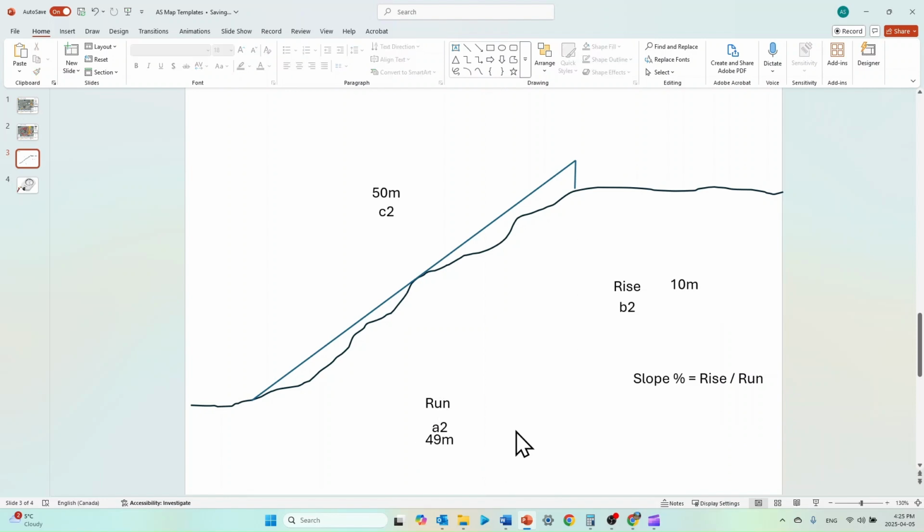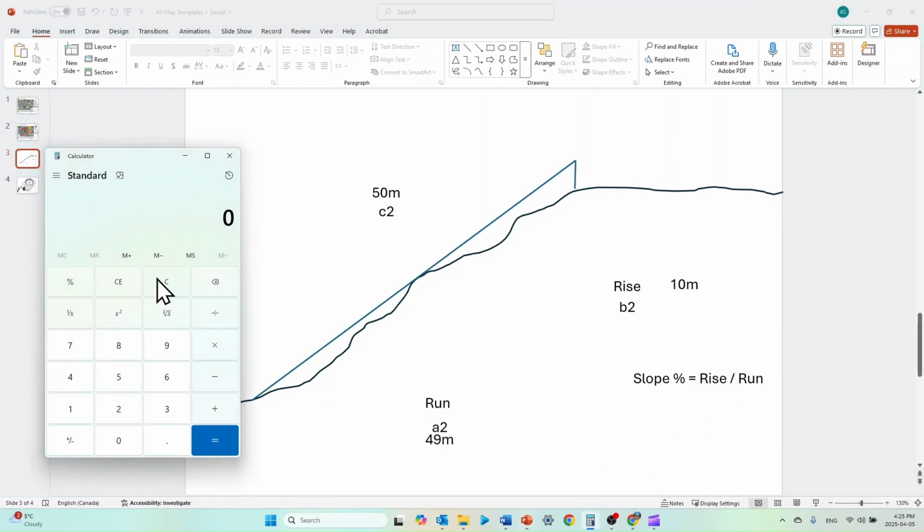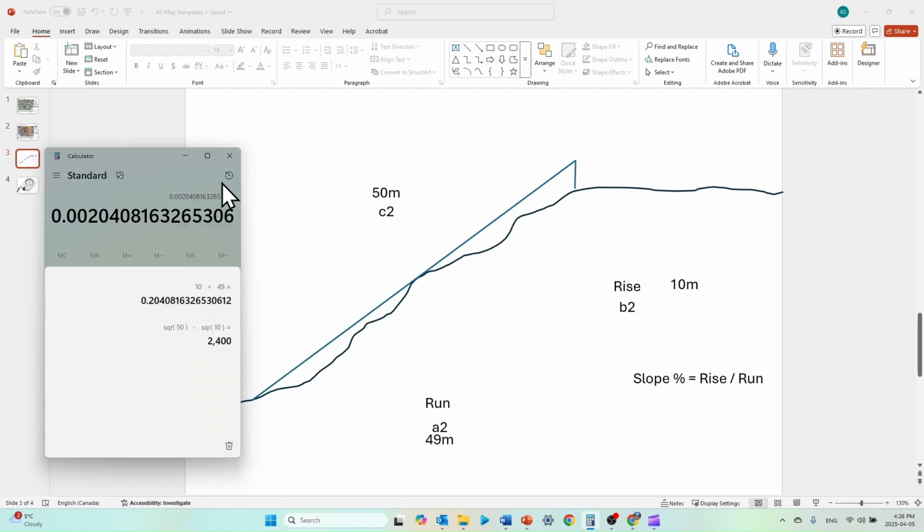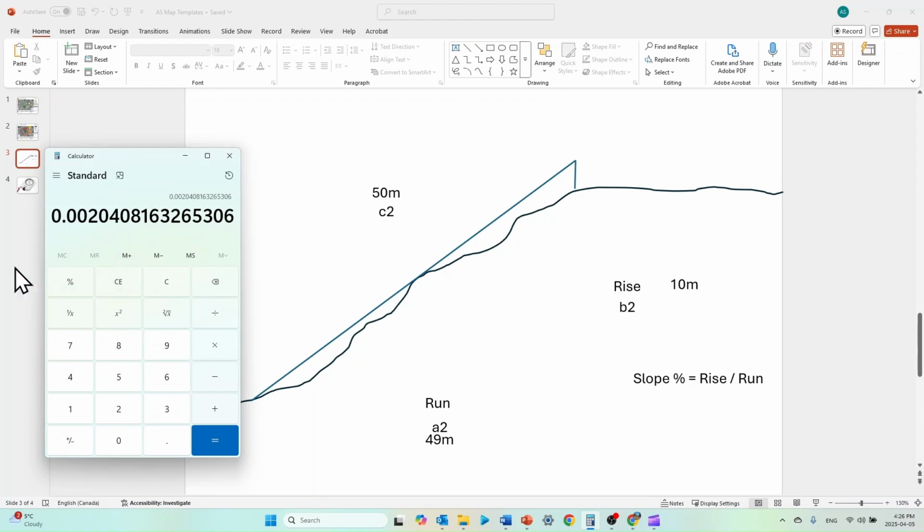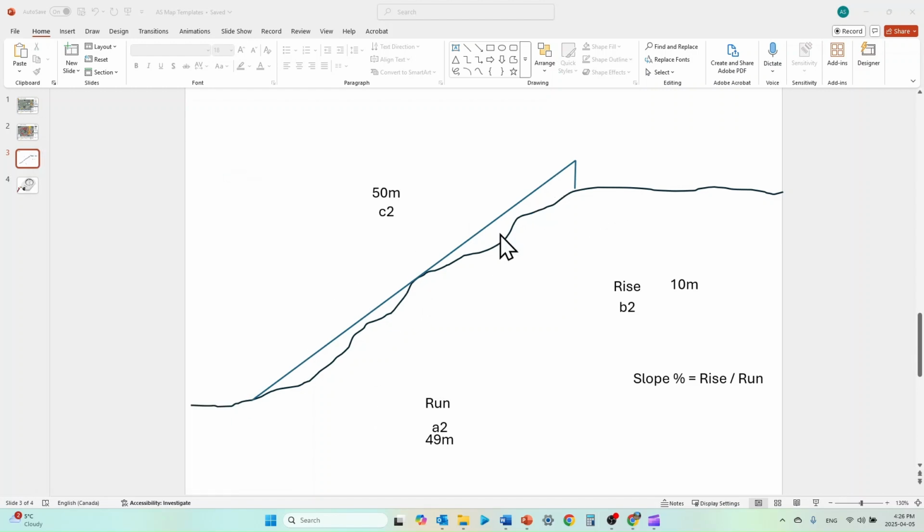49 meters. And then slope percentage equals rise over run. So we're going to go rise of 10 meters divided by our run of 49 meters. And we have a slope of 20%. So if I click, oh, that was wrong. 20%. I accidentally clicked the percentage there. So our slope would be 20% for this section if this was our slope.